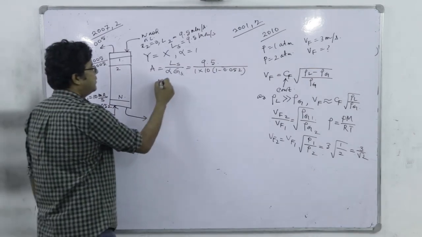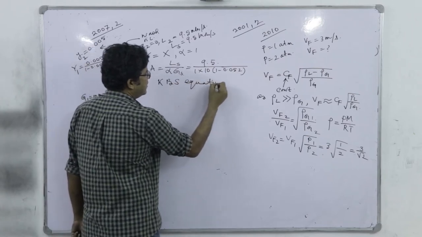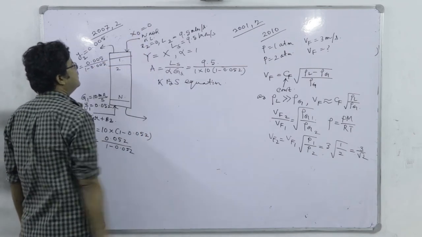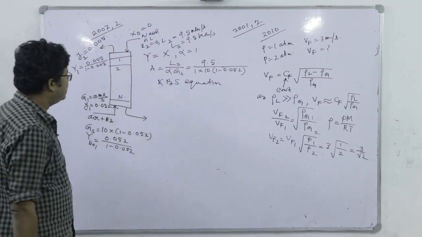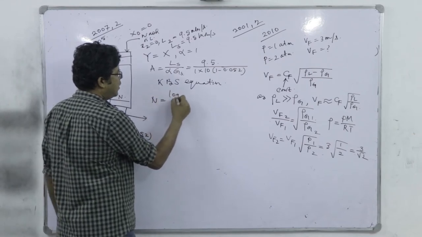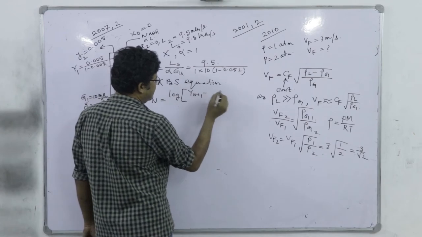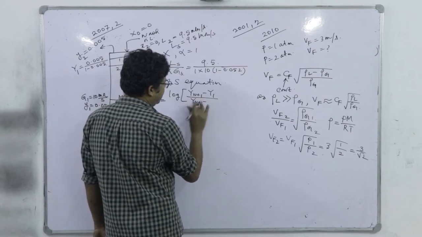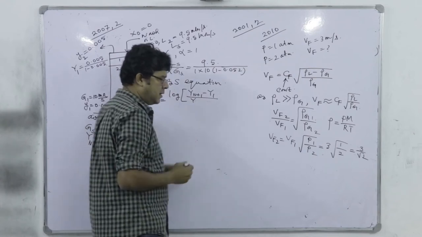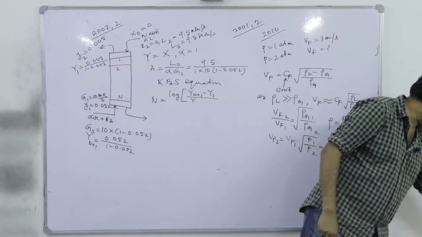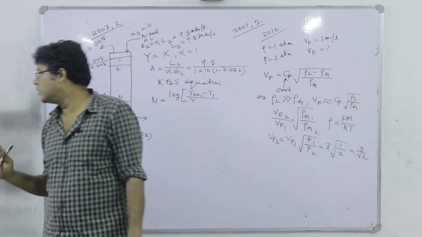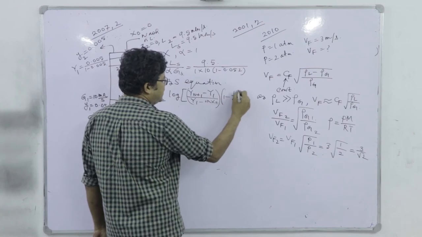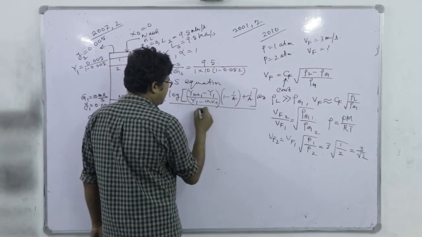So, what we have to use? Kremser-Brown's equation, right, absorption factor has been obtained. Y2, Y1, and this is X0. So, this is X0 equal to 0, right. So, directly you can write this Kremser-Brown's equation, which is log of Yn plus 1 minus, I do not remember exactly, Y1 divided by Yn plus 1 minus Y1, forward that equation. So, you have to use this Kremser-Brown's equation, and finally, you have to solve Y1 minus mX0 something like that into 1 minus 1 by A plus 1 by A, right. So, log of A.